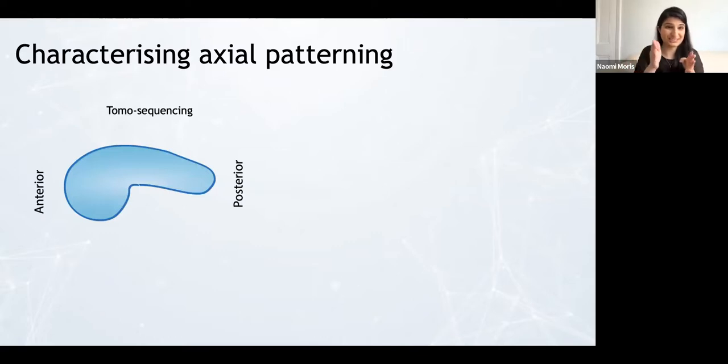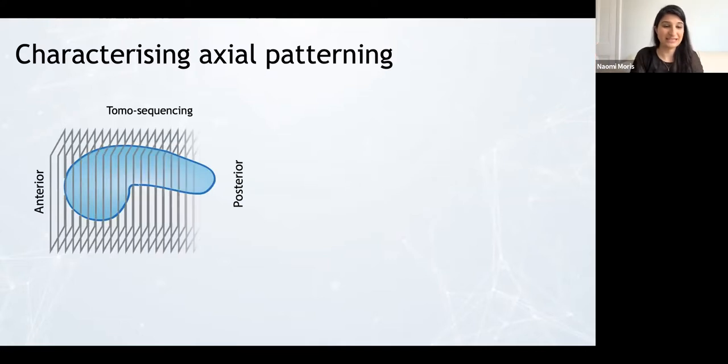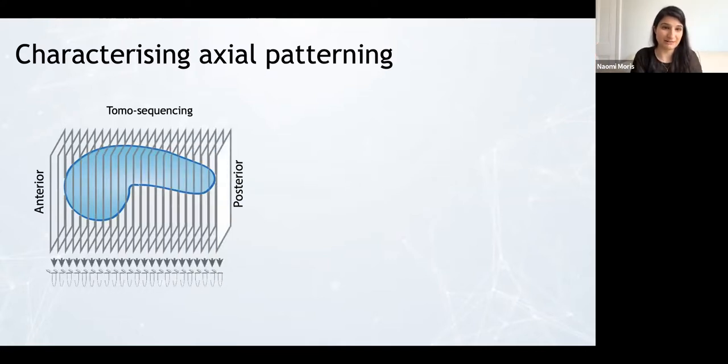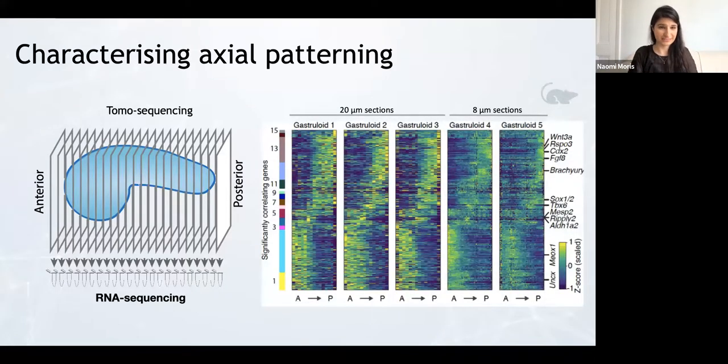And this is in collaboration with our colleagues at the Hubrecht Institute. They sectioned tiny sections of the structure from anterior to posterior, and each section they subjected to RNA sequencing. So what that allowed us to do was to build up a kind of spatial map of the gastruloid from anterior to posterior in terms of gene expression. And this is 5 mouse gastruloids that we looked at, separate gastruloids for each heat map, and there's anterior to posterior along this x-axis.